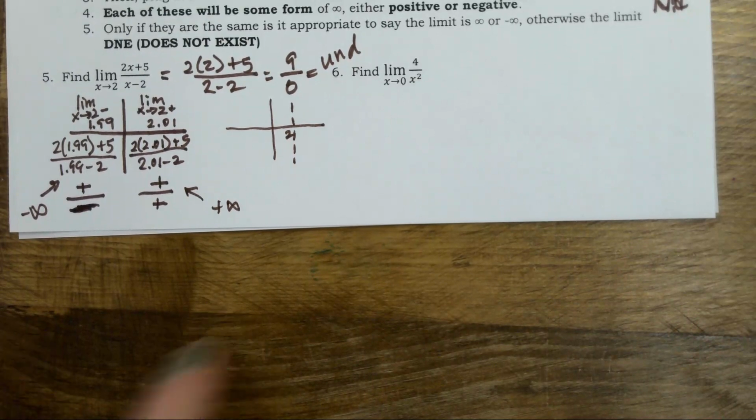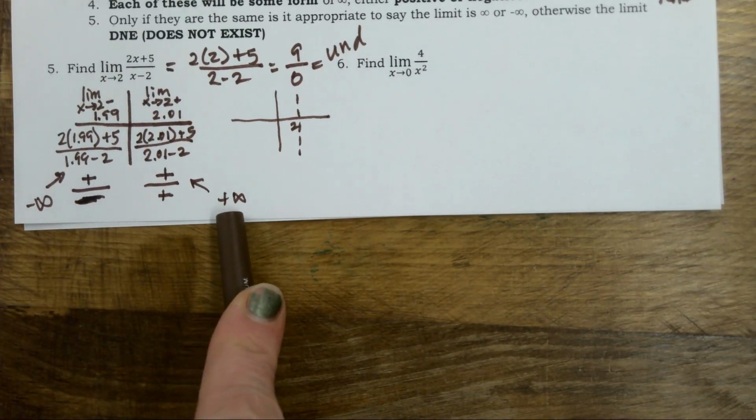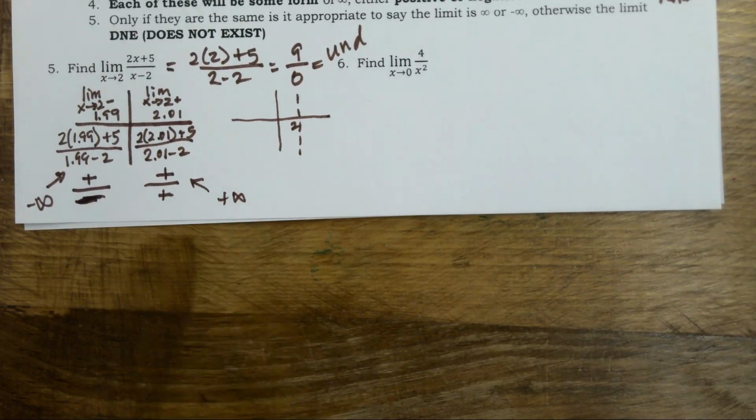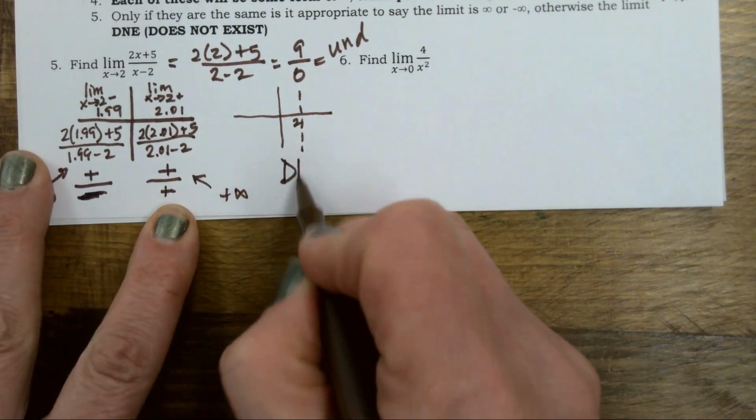And we learned last week when we were doing limits, when we first started them, if the limit on the left and the limit on the right do not go to the same place, what is my answer? Does not exist. Is negative infinity and positive infinity the same place? Nope. What's my limit here? Does not exist.